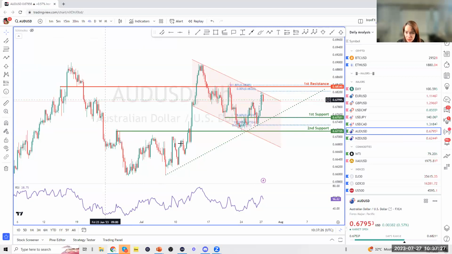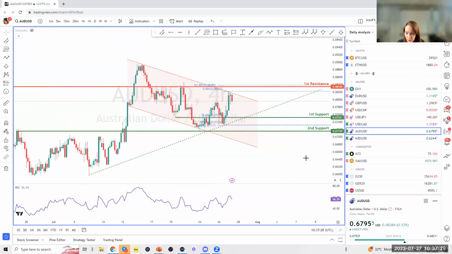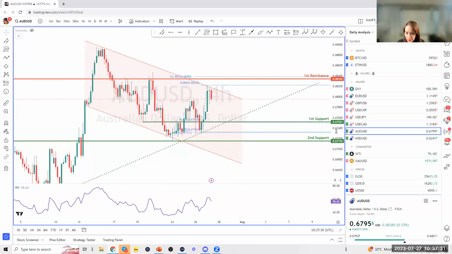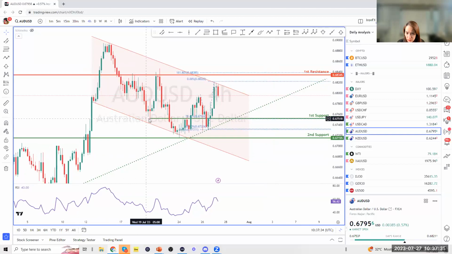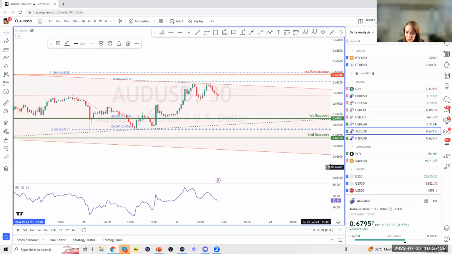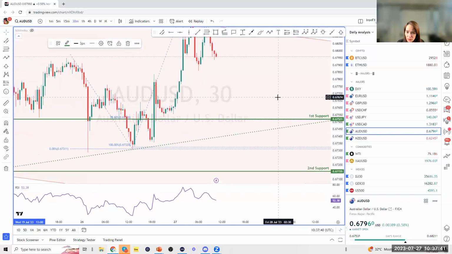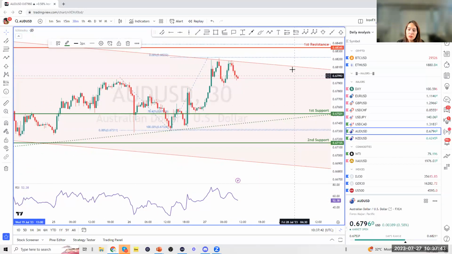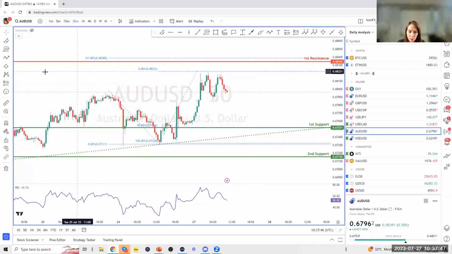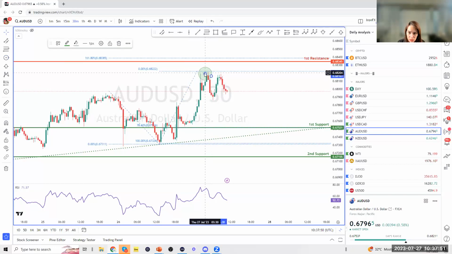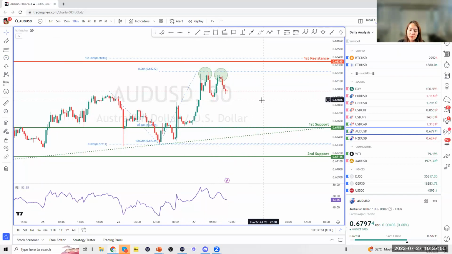Okay, and this is my first support, but price seems to break, so we remove it. Let me see. You can see the M30. M30, I remove this. You see price creates a double top, right? You see price action, like a price pattern. You can see that double top.